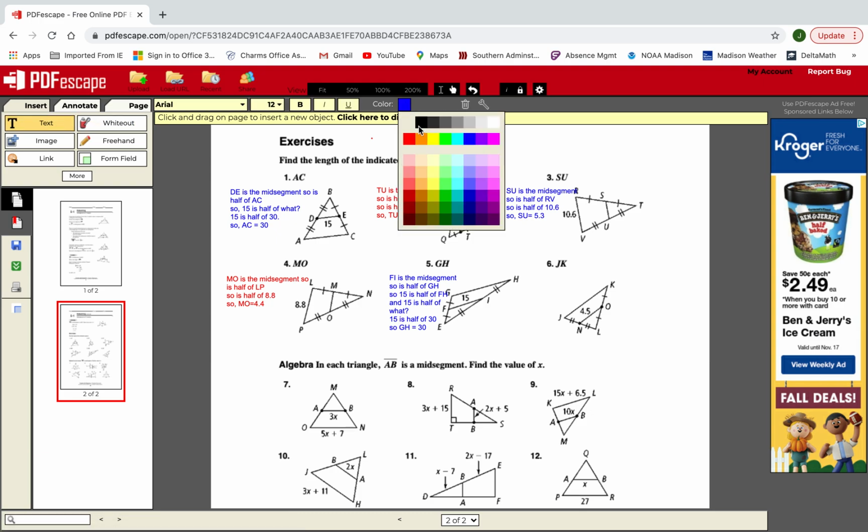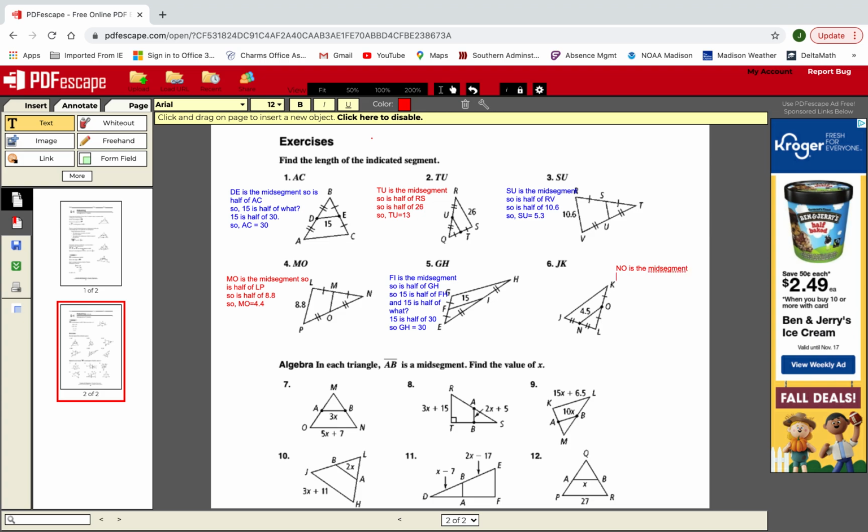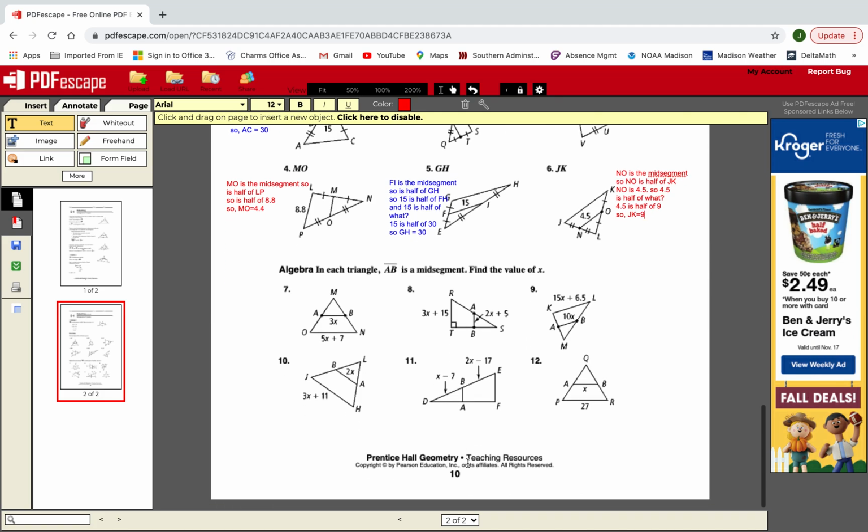Switching back to red. And let's look at number 6. It's looking for JK. And this is working exactly like number 5. So we're going to say NO is the midsegment. So NO is half of JK. NO is 4.5. So 4.5 is half of what? 4.5 is half of 9. So JK equals 9.